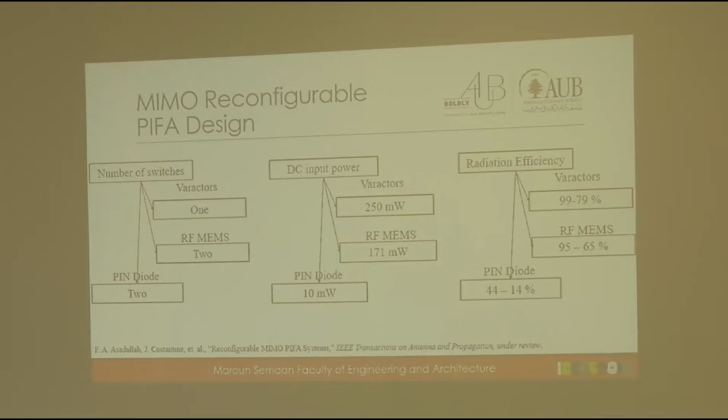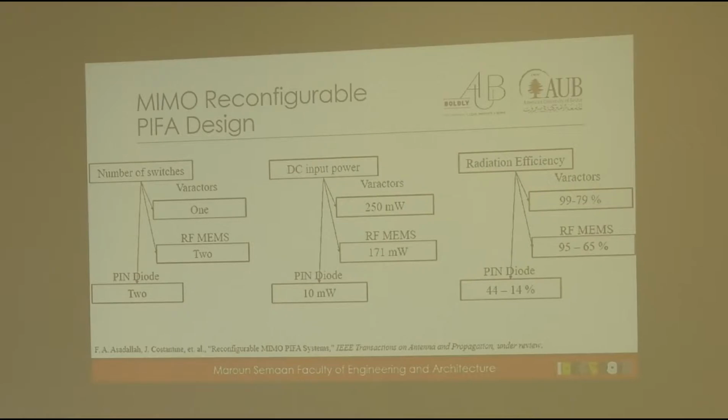If you want to have a look at the number of switches per radiating element, you can see that for varactors, for example, you only need one switch to operate at all these frequencies, and I'm going to explain why later. Whereas for diodes or RF MEMS, we need two. For the DC input power, the varactor will need 250 milliwatts in order to change its capacitance value and thus change its configuration, whereas for diodes, only 10 milliwatts are required.